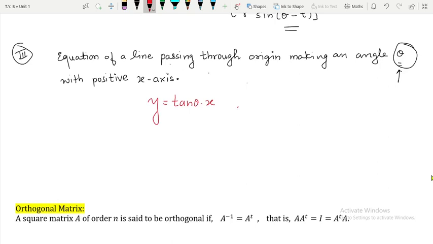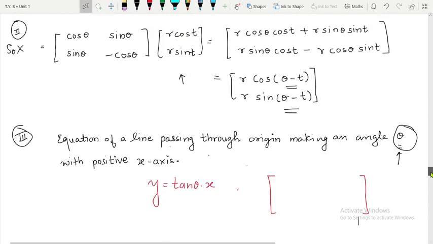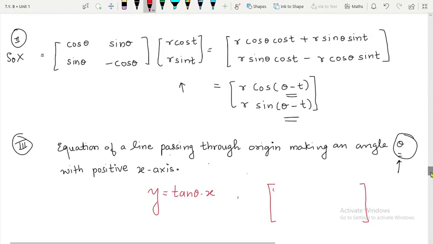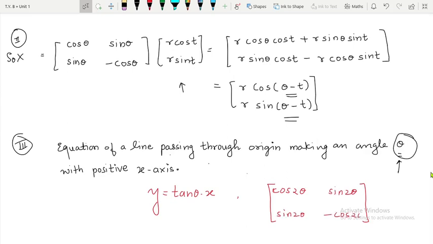And remember, what is our matrix of reflection in this case? So in this case the matrix of reflection is cos 2 theta, sin 2 theta, sin 2 theta, and what? Minus cos 2 theta. This is your matrix of reflection, that is rho theta.